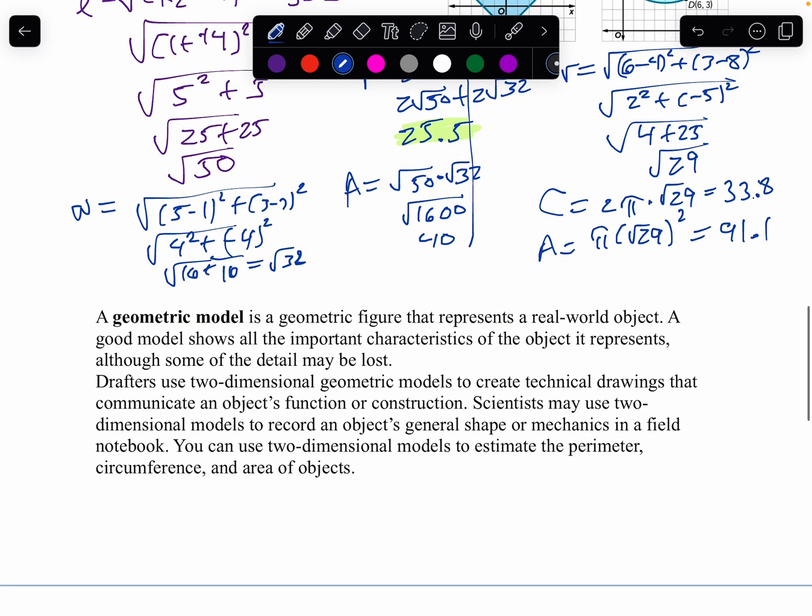When we work in real life, we'll usually model with something that's close to or is the shape. And I gave you an example here. Drafters use 2 geometric models for their technical drawings. Scientists may use a 2-dimensional model to record the general shape. So we'll do that on the next video.